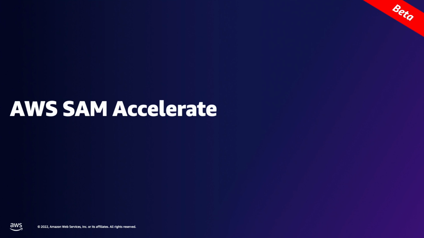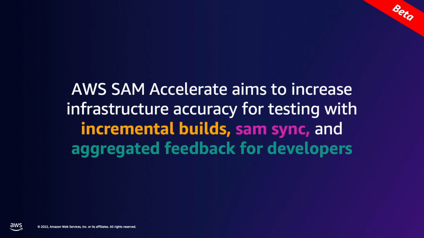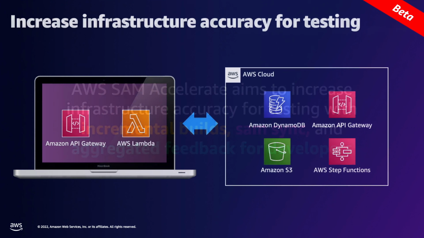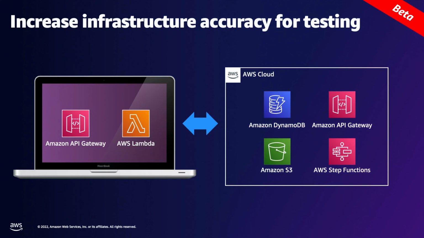Okay, so one of the coolest things we launched last year was SAM Accelerate. The big idea with SAM Accelerate is that it makes testing a lot easier because you're testing in the cloud. You don't have to emulate your complete cloud infrastructure on your local machine. You're actually testing in the cloud. And there's 3 features of SAM Accelerate that we're going to talk about today: incremental build, SAM sync, and aggregated feedback. So with SAM Accelerate, again, you're not emulating the cloud, you're testing in the cloud.